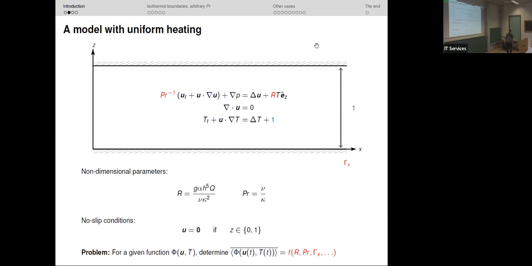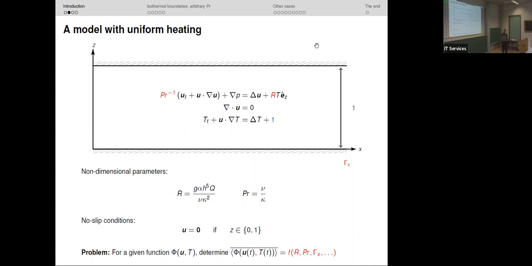So for boundary conditions, I've heard that Idris was worried about that. Of course, we need to equip these equations with boundary conditions. So everything that I will say today will be for no-slip velocity boundary conditions, but we have a choice of thermal conditions, and I will comment on that in the next slide.